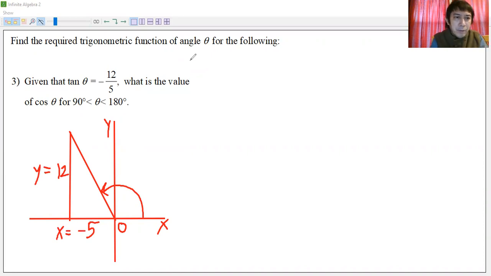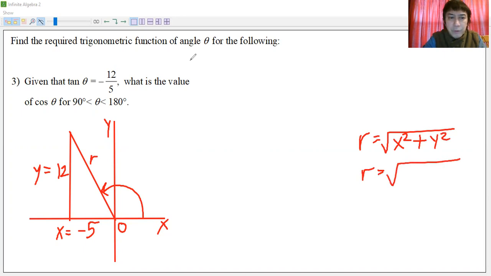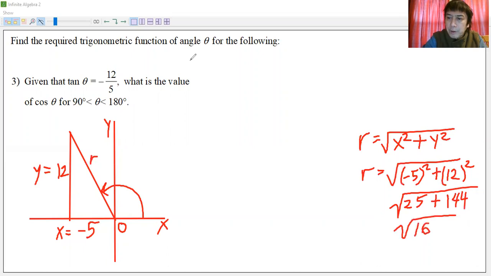And before we can have our cosine, we need the r, okay, for the hypotenuse. And we shall be able to compute that. So r is the hypotenuse. We can use this formula: r is equal to the square root of x squared plus y squared, and r is equal to the square root of negative 5 squared plus 12 squared, and this will be 25, and this will be 144. Under the square root, this will be the square root of 169, and this will be 13.